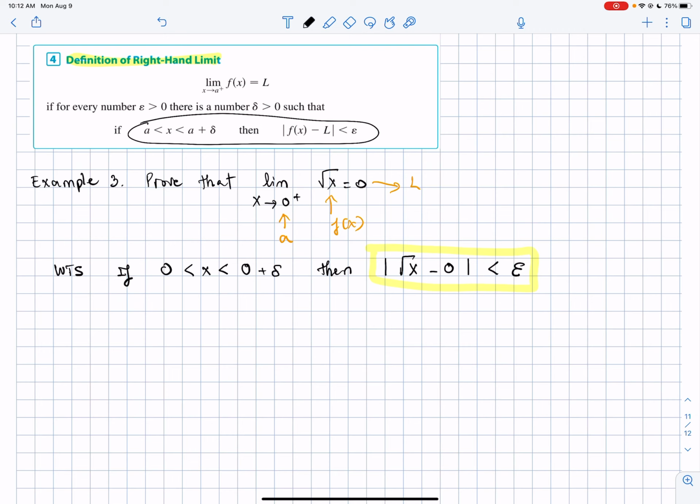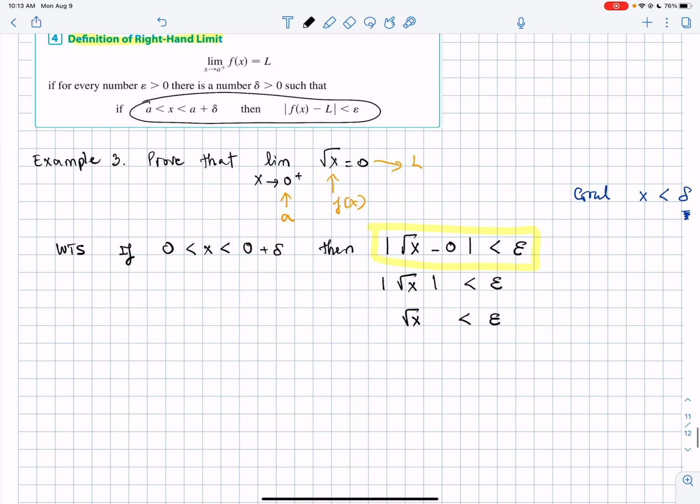And let's write out our goal. Our goal is to make x appear, so x less than delta. So we will compare the right-hand side with the right-hand side from the yellow statement. So now let's work on the yellow statement. We have the square root of x minus 0, which is square root of x, less than epsilon.